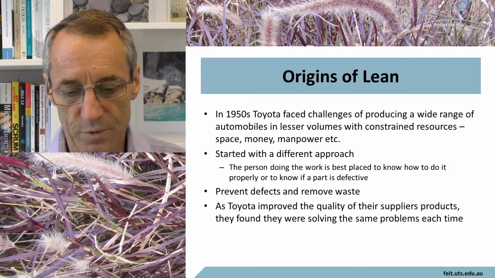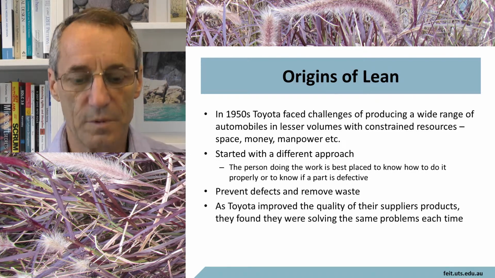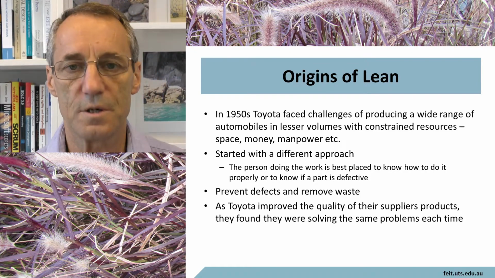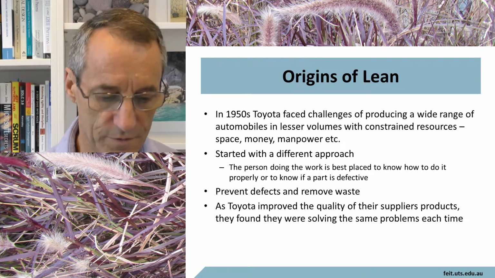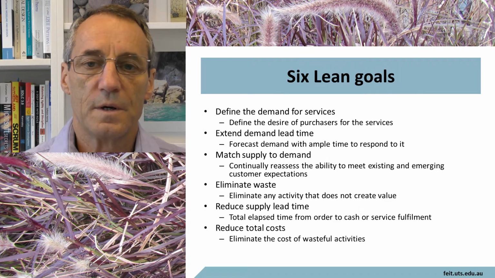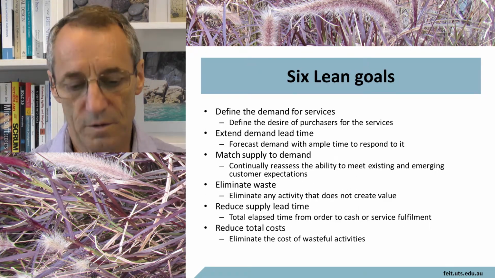So they tried to prevent the defects happening in the first place. And as Toyota improved the quality of their suppliers' products, they found they were solving pretty much the same problems each time. So eventually they codified this, and this became the lean goals. So here are the 6 lean goals.